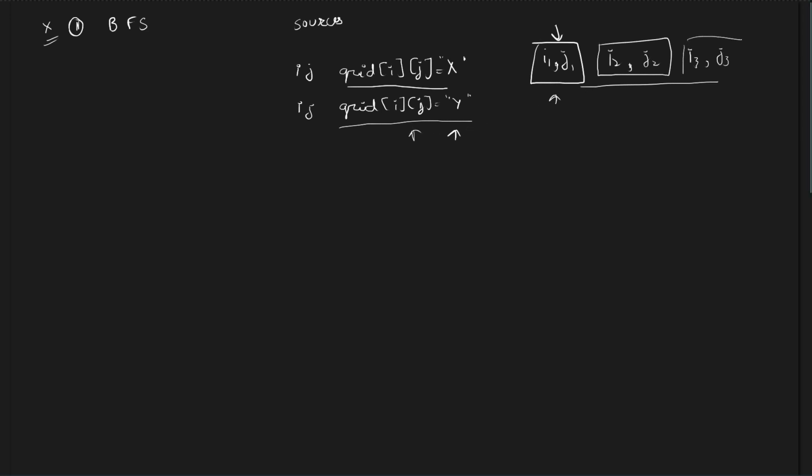Again we do it for i3, j3, and again find the minimum among all the indexes i, j such that grid of i j is equal to Y. Or we can also say that grid of i j is a destination, right? So in this scenario we just follow the single source shortest path strategy and consider only one source at a time. This is the most simple and naive approach you can follow to solve these kinds of problems, but the time complexity associated with it is very huge, so this is not optimal and you shall never use it.